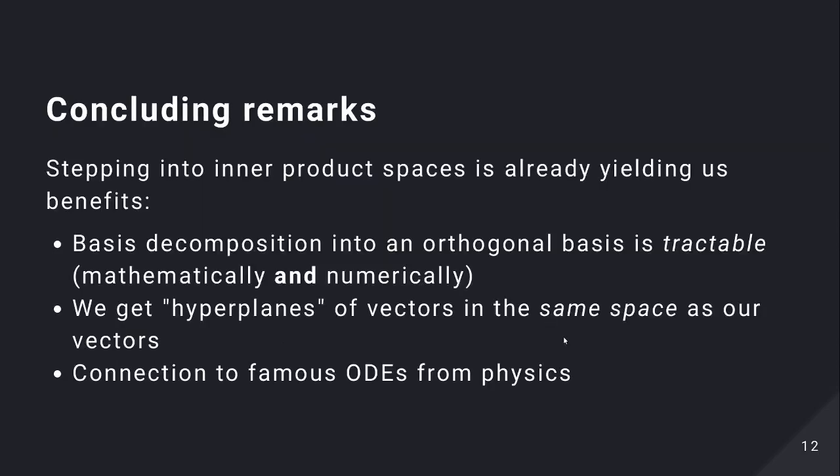Yeah, so to conclude this fairly quick recap, we see that stepping into these inner product spaces is already giving us some benefits, because if we have an orthogonal basis, then getting the basis decomposition for any vector is tractable. That does not necessarily mean it's easy, but it means that at least mathematically you can write it down. It has a nice closed formula, and you can usually get an exact solution without too much work. But it's also tractable numerically.